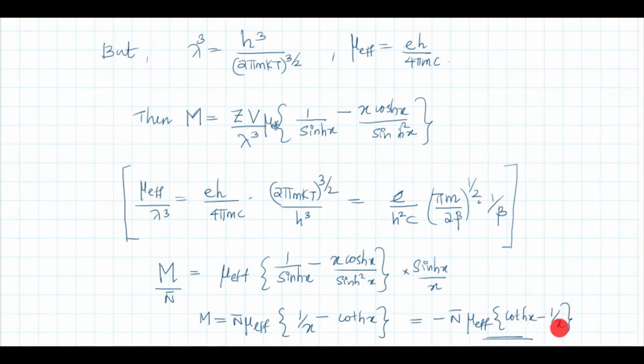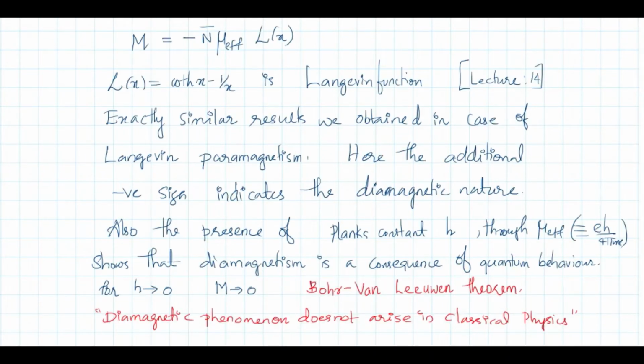This coth x minus 1 by x is nothing but the Langevin function. We already introduced this function in lecture number 14. So the net magnetic moment is minus n bar mu effective into L of x. Exactly similar results we obtained in the case of Langevin paramagnetism, lecture number 14. But here there is an additional negative sign that indicates the diamagnetic nature.